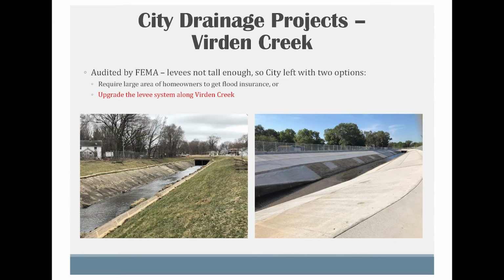This one just got completed, Dearden Creek. The city was audited by FEMA, and it was found that the levees were not tall enough. So essentially the city was left with two options. They could either require a large area of homeowners to get flood insurance, or they could try to upgrade the levee system there along Dearden Creek. So that's what they did. The picture on the left is what it looked like beforehand, and the picture on the right is what they've done. They replaced a lot of concrete, raised it up, and also put a fence up. That one, like I said, just got completed and seeded just recently.